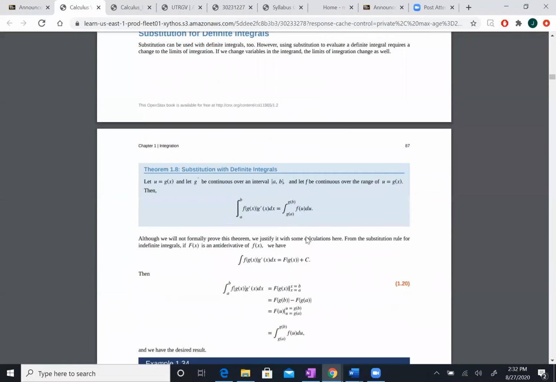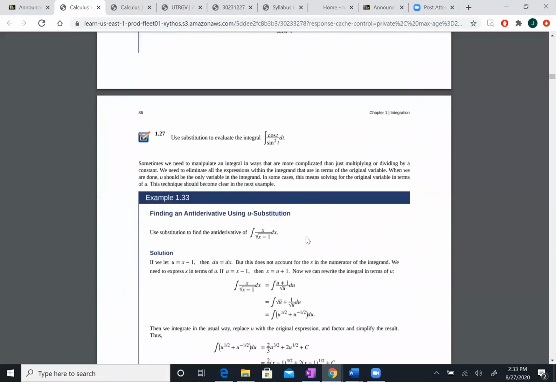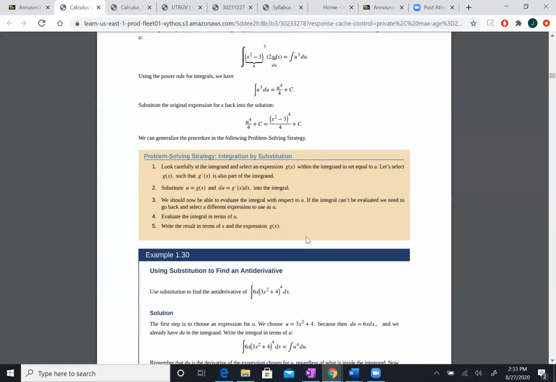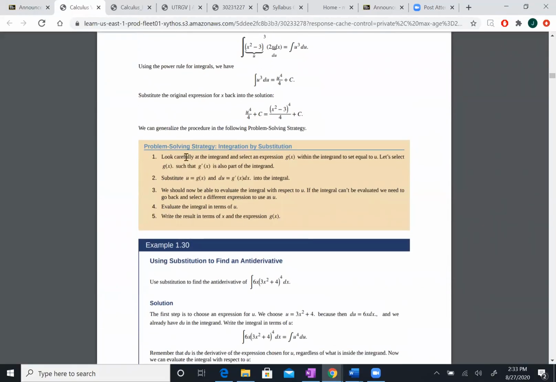Something I like from the book is it gives you a method. If you want a method for substitution, it's here, the strategy method. Look carefully at the integrand and select the expression g of x within the integrand to set equal to u. Let's select g of x as u, as g prime of x is also part of the integral.